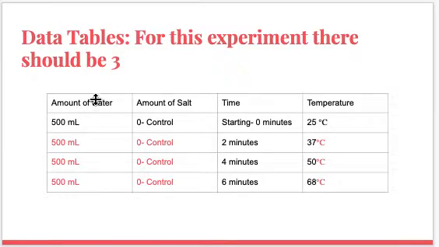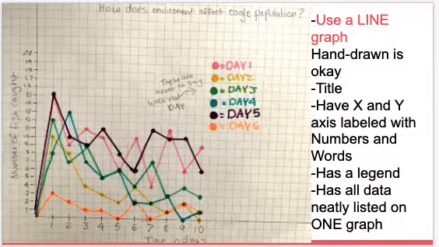Then you would want to make another data table with 15 milliliters of salt. So you would have 15 milliliters of salt, the times, and the temperature. Then you would have one more data table that would have the 30 milliliters of salt, the times that you took the temperature, and what the temperature was. And then you're going to include a graph of your data.